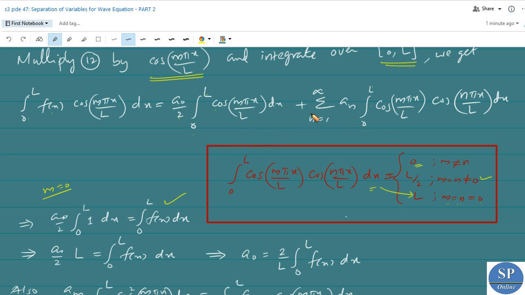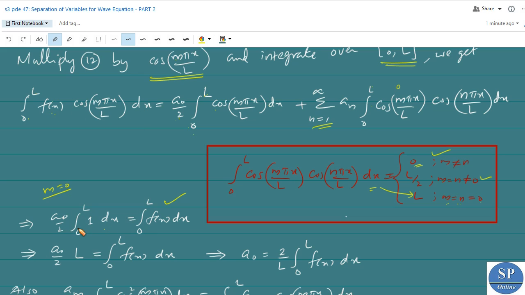Okay, because here we are taking only n from 1 to infinity. So if you are taking m equal to 0, it will be m is not equal to n, so in that case it will be 0. Okay, the value of this integral will be 0. So if you are taking m equal to 0, we'll get a naught by 2 into integral 0 to L dx. 1 into dx is nothing but integral 0 to L f of x into dx.